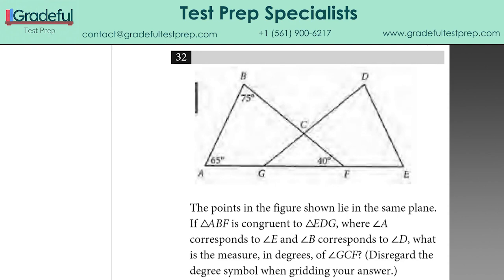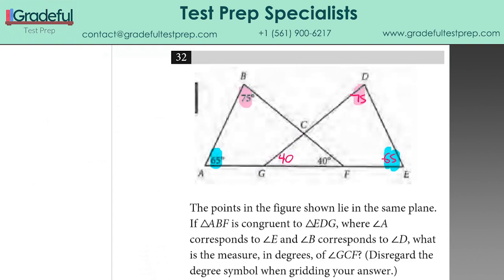Question 32 is giving us a congruency statement. It's telling us that the triangles are congruent, and they're telling us that angle A corresponds to angle E. So if they're congruent and those two correspond, then this is also 65 here. And we're being told that B corresponds to D. So these two correspond to each other, which means that this is 75. And therefore, the third angle should also correspond, so this should be 40.